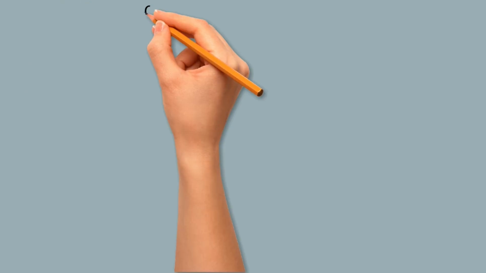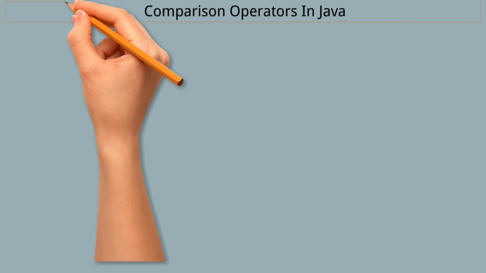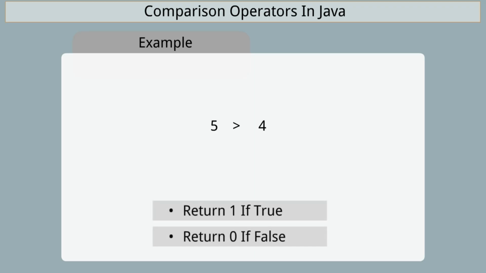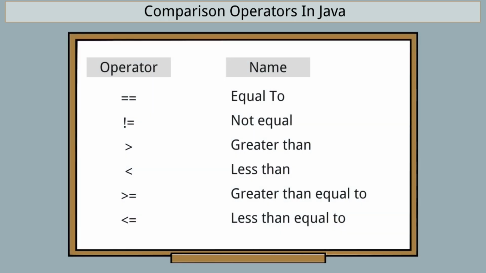In this lecture, we will discuss comparison operators in Java. In Java, comparison operators are used to compare two values and return a Boolean value, true or false, indicating the result of the comparison. These are the most commonly used comparison operators in Java: equal to, not equal to, greater than, less than, greater than or equal to, and less than or equal to.